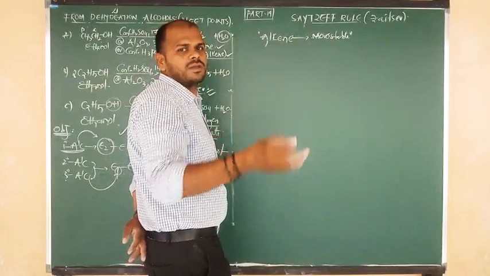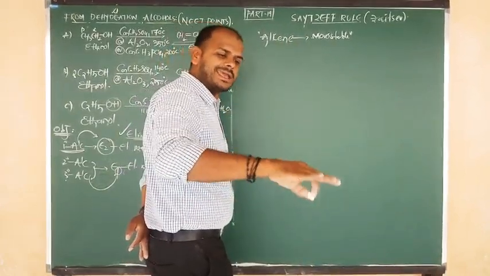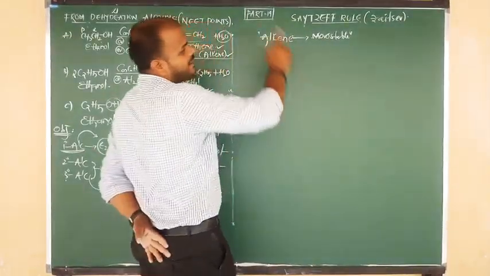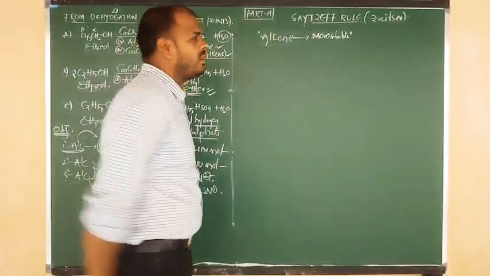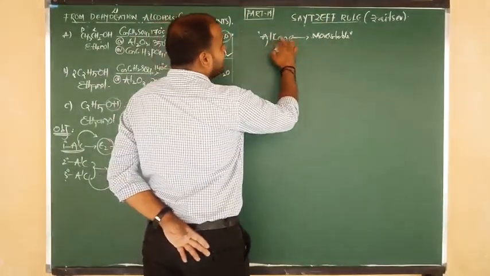Sometimes you will get more than one product. In those cases, to decide the stability of the product, which alkene is major and which alkene is minor, we have to follow Saytzeff's rule. The t in the name is silent. Okay? Good. So which alkene is more stable?